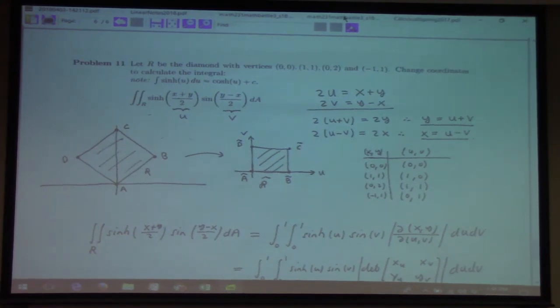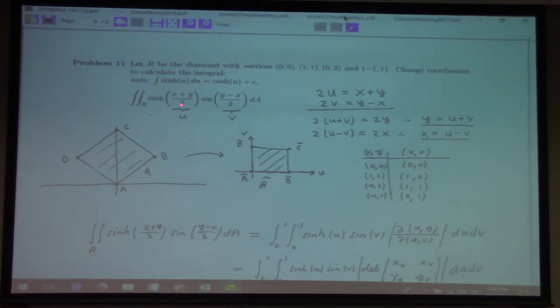This is the last problem in the math battle. Here I started you with a diamond with those vertices, and I said change coordinates to calculate the integral. So this time I did not tell you what the new coordinates should be, right? So you had to invent them.